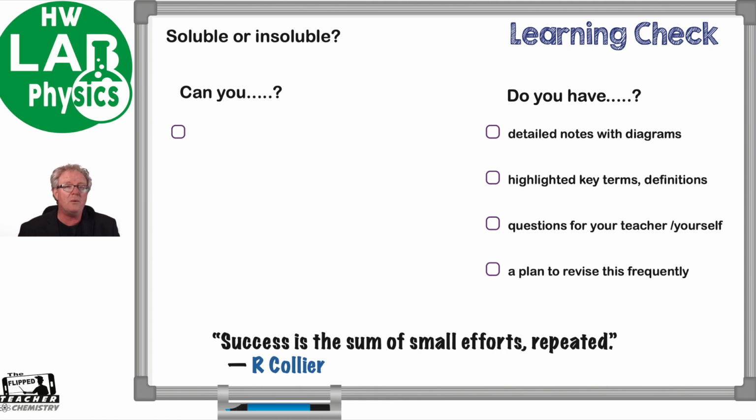So in order to do that, we need to check what you have down in your notes. So do you have detailed notes with diagrams? We're not looking at just writing 1 or 2 sentences. We're making sure we create new pathways to remember your information. So detailed notes, using color to highlight key definitions and terms. You're writing down questions, of course, to yourself or to your teachers. If you come across something that you're not too sure of, make sure you find out what that means.